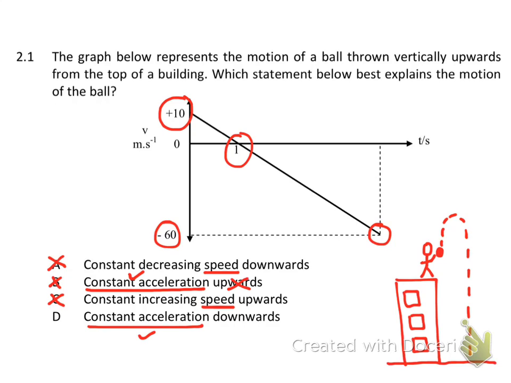Looks like D is the option. Let's have a look. Constant acceleration, that's correct. And that acceleration is downwards, both correct. So D is our correct answer.